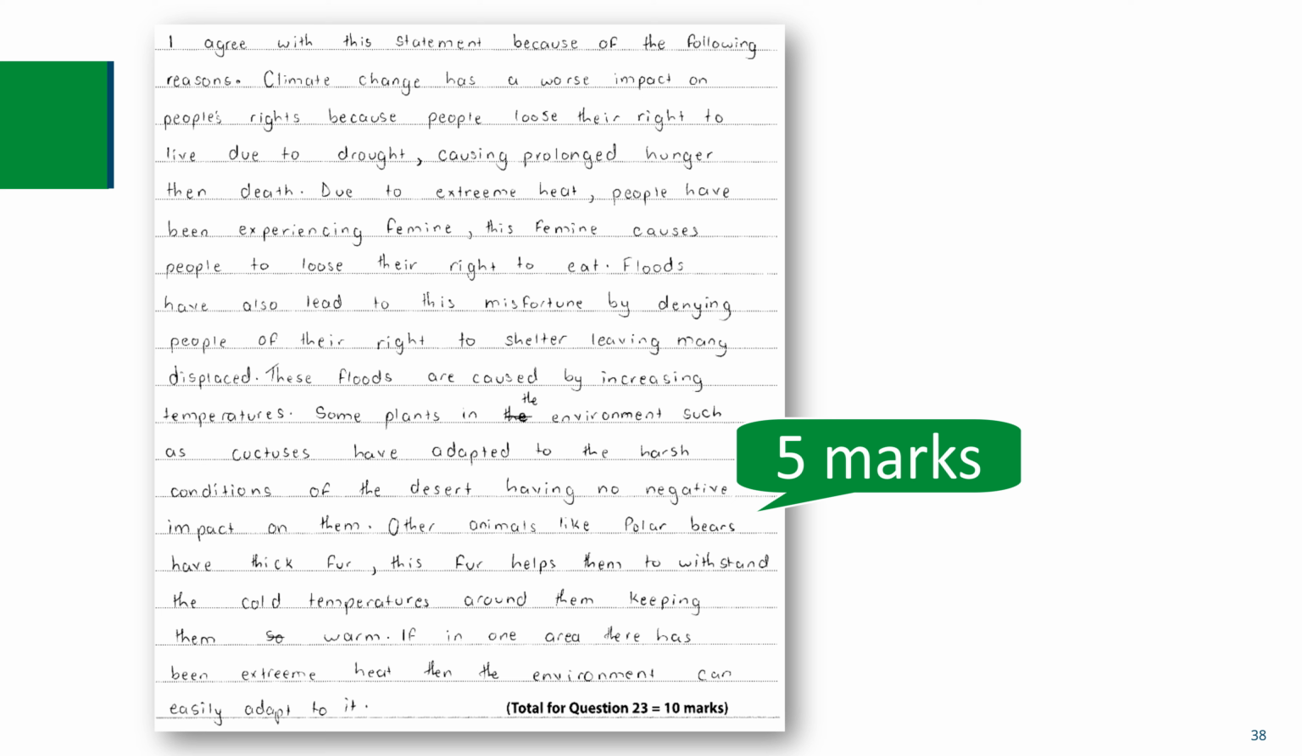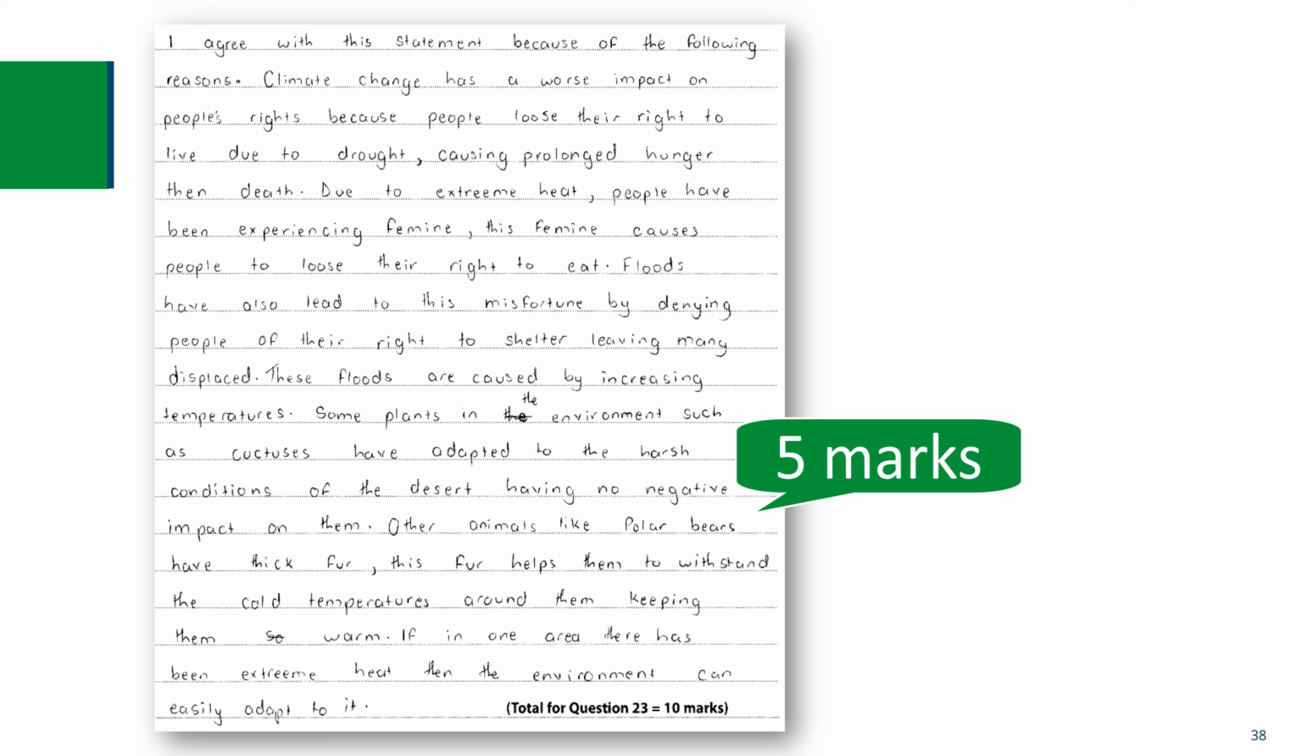They then move on to say that the floods, of course, are caused by the temperature increase. So we've moved on to the environment here. Plants, such as cactuses, have adapted to harsh conditions, is an idea that is perhaps not as relevant as it might be to the question, but we move on and we have a comment about how polar bears with thick fur withstanding cold temperatures could be in trouble if the temperature changes.